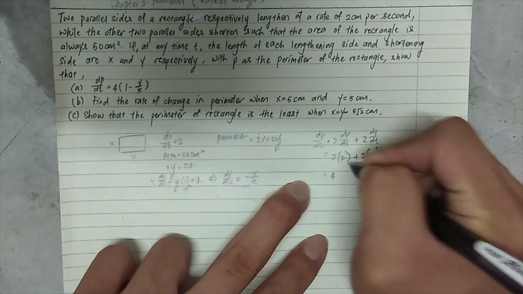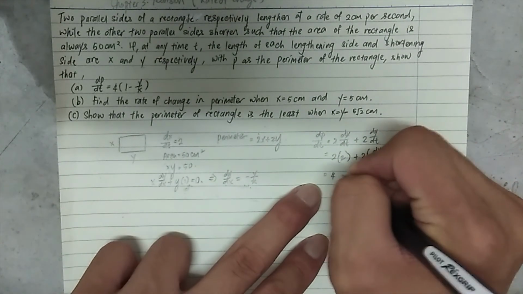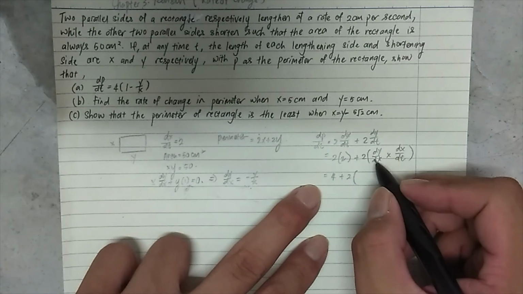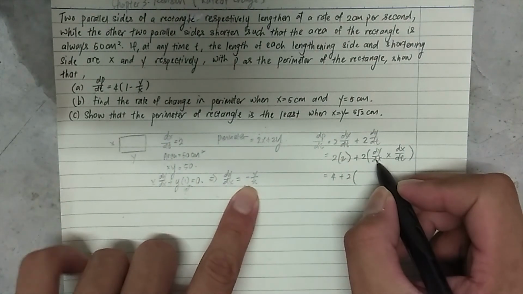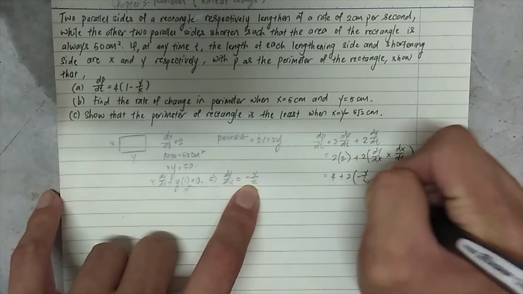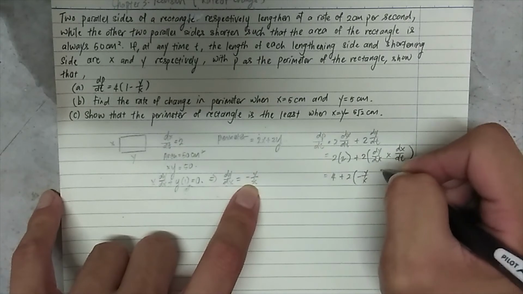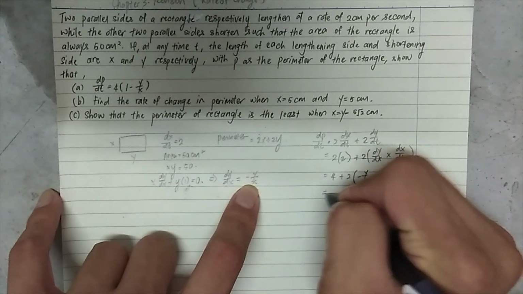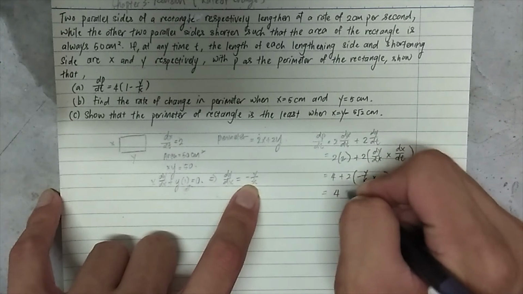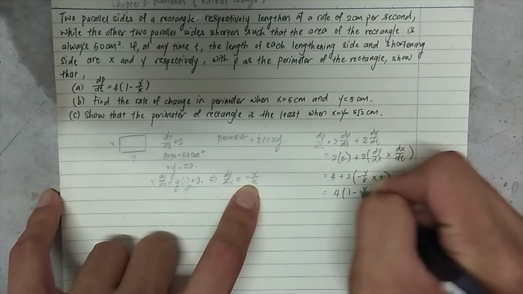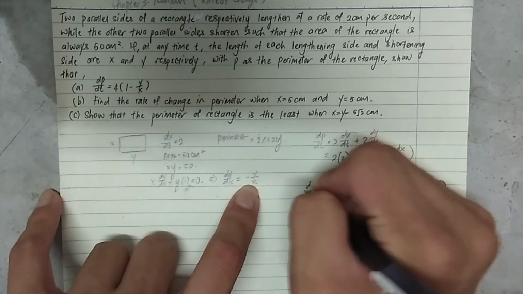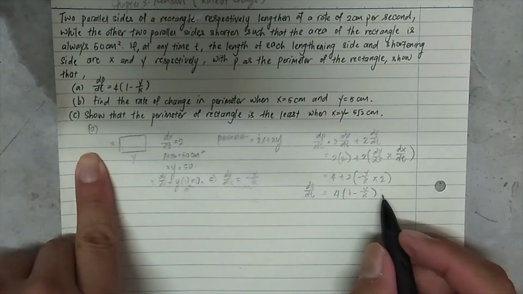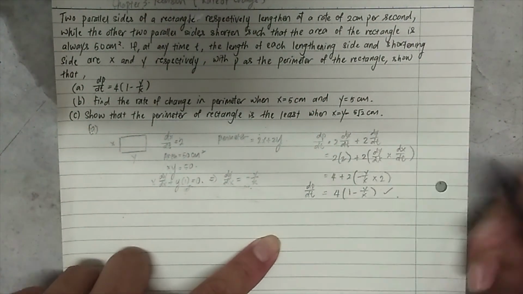So we will get plus 2 dy/dx. What is dy/dx? dy/dx is what we already got, so we substitute it here and then multiply by dx/dt, which is given as 2. So we will get 4(1 - y/x). So this is part A, and A is done.